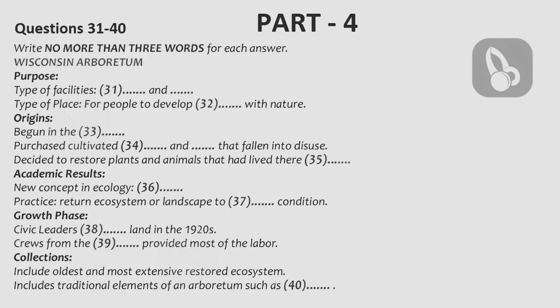Efforts to restore or create historic ecological communities have continued over the years, with the result that the Arboretum's collection of restored ecosystems is not only the oldest, but also the most extensive such collection. In addition to these native plant and animal communities, the Arboretum, like most arboreta, has traditional collections of labelled plants arranged in garden-like displays. These horticultural collections, featuring trees and shrubs of the world, are the state's largest woody plant collections.